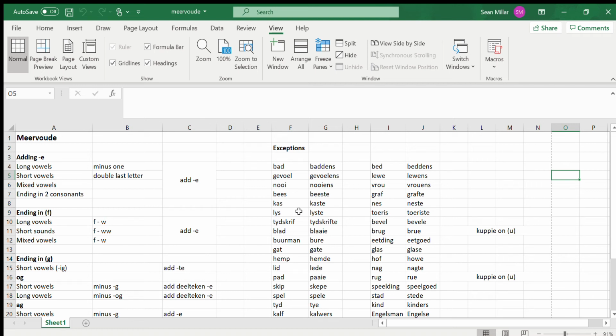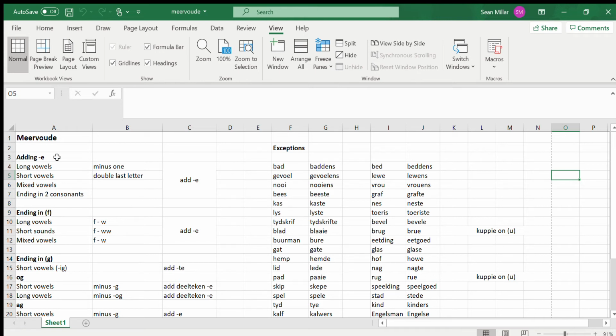This video will cover Meervoude, which forms part of the Afrikaans language syllabus. When you're looking at Meervoude, the most important rule is to remember to add an E. However, there are some exceptions and other rules that you need to also be aware of, which I'll go through in this video.